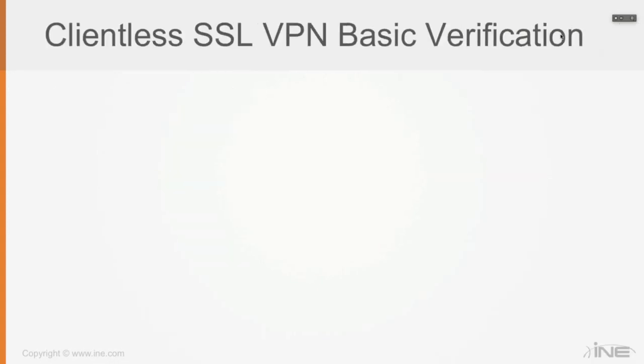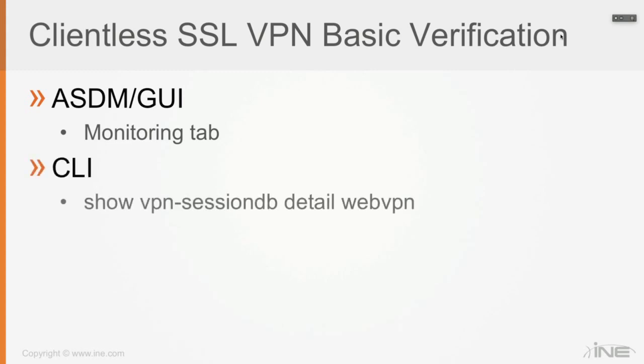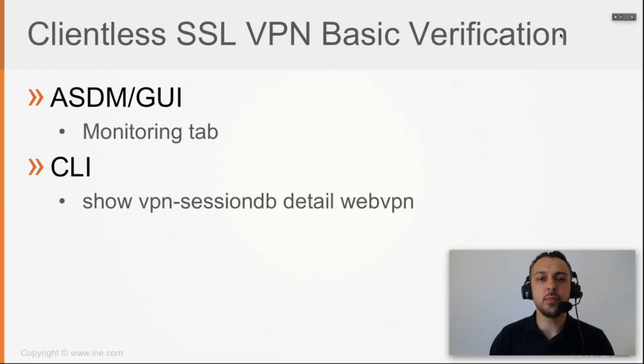And of course, in the end, verification wise, we just go in the ASDM GUI in the monitoring tab to see which clientless SSL VPN sessions are established and what was the negotiated algorithms and the connection profile and the group policy and authorization attributes. And at the CLI, the same command, but now we're saying show me the VPN session database, the details, but for the web VPN connections, not for the AnyConnect connections. Now the command is web VPN.